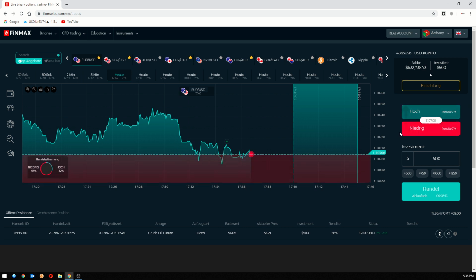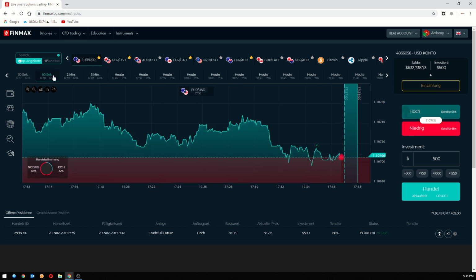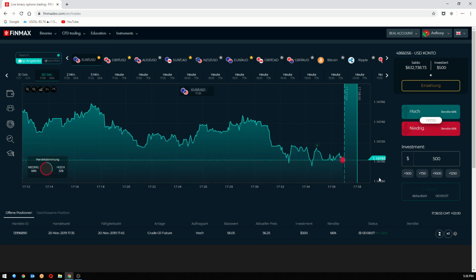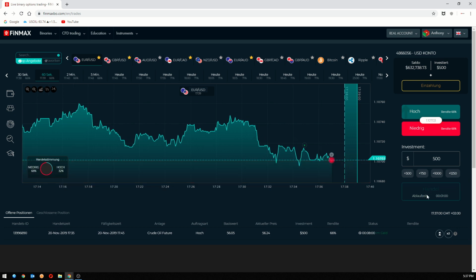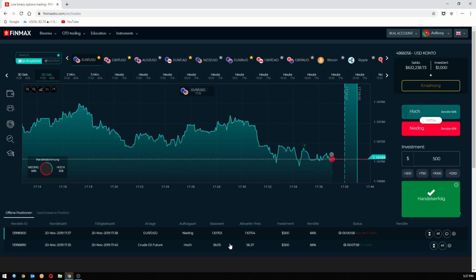Okay, let us take our time and open a trade for down. Here we go. I opened exactly at the 1 minute. So let's see how this trade is going to be now. Currently out of the money.